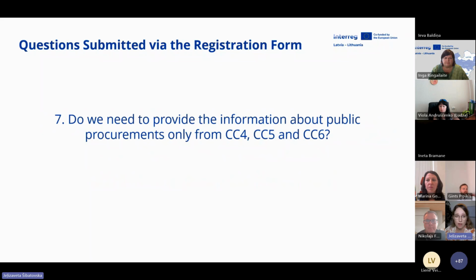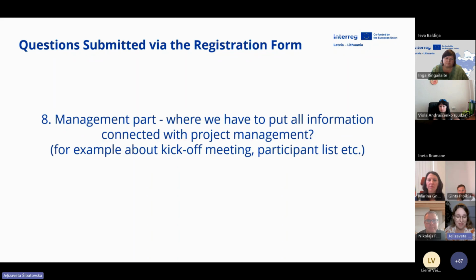Thank you, Nikolai. Do we need to provide the information about public procurements or only for cost categories 4, 5, and 6? So public procurements shall be only for categories 4, 5, and 6, nothing else. Clear. Thank you very much.